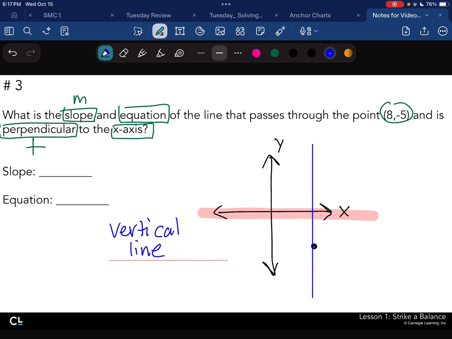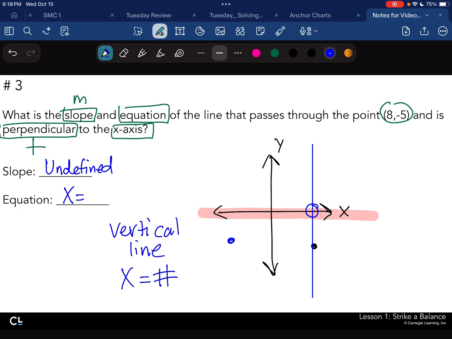Because it is a vertical line, it crosses through the x-axis. Because it crosses through the x-axis, I know that it's going to be x equal a number. So knowing that it's vertical and it's x equal, what type of slope would this be? 0 or undefined? It would be undefined.